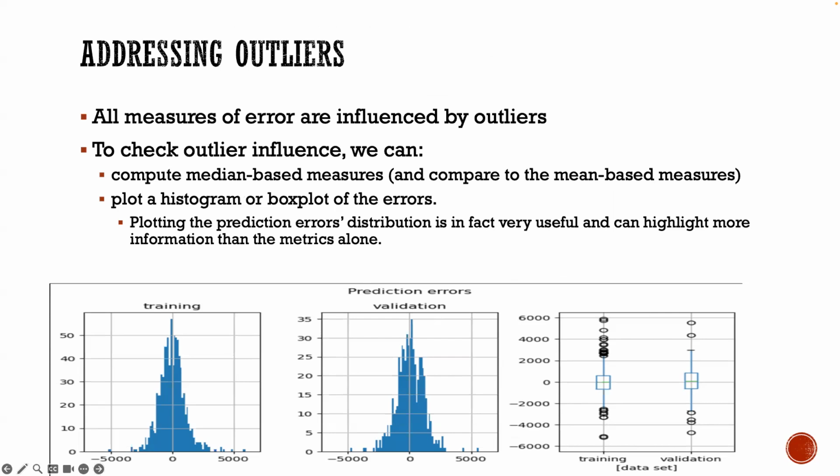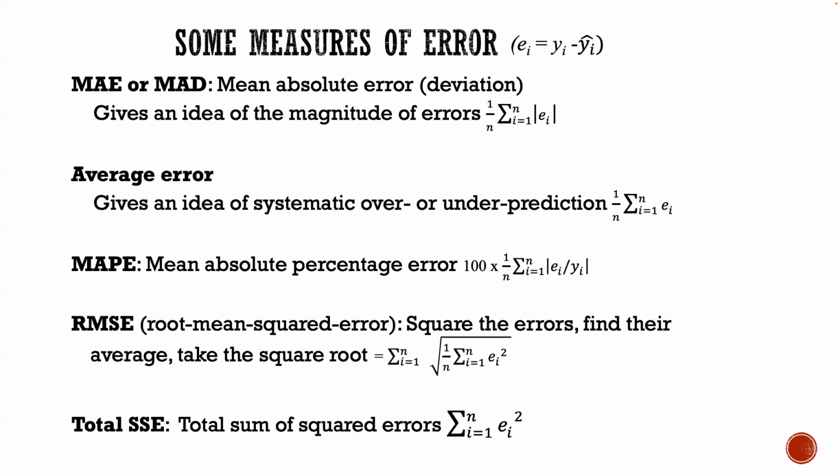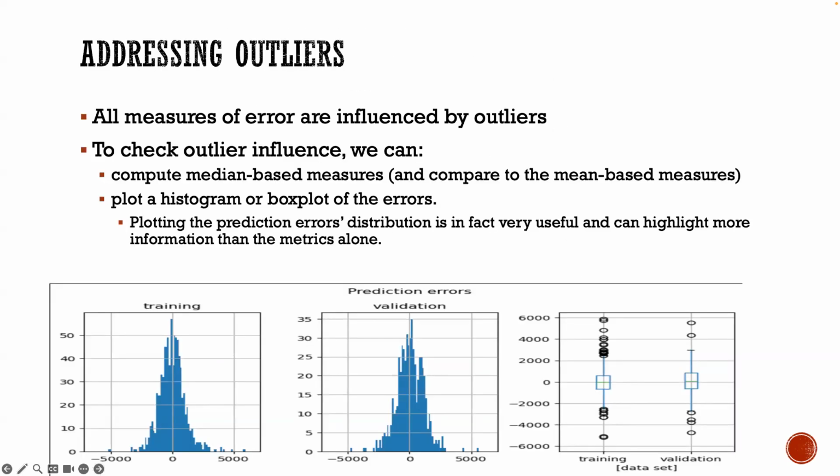So in that case, when we have outliers, when we have several values that are very high or very low compared to the regular other values, sometimes we'll have to use median-based measures. So instead of mean absolute error or mean absolute deviation, we would use median absolute error or median absolute deviation. The only difference is that we are not taking the averages, rather we are looking at the median values of the error, right?